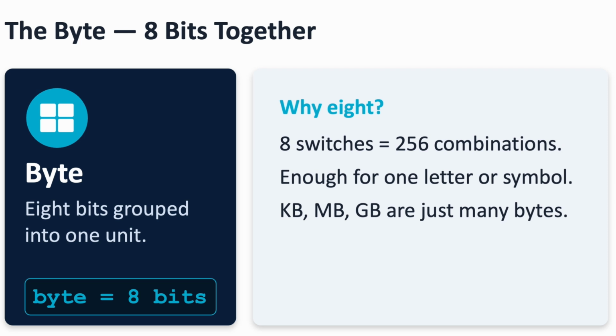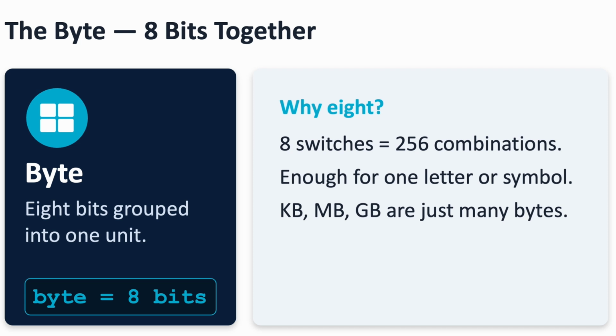Right. This is where 8 of those individual bits are grouped into one single unit. And the slide details the mathematical reality of that grouping, right? Exactly. 8 switches gang together to create exactly 256 combinations, which happens to be just enough to represent one letter or symbol. Oh, wow. So everyday terms that you hear, like kilobytes, megabytes, and gigabytes, those are simply massive collections of these bytes. They absolutely are. So if a bit is a single toggle, a byte is the first complete character the machine can actually read.